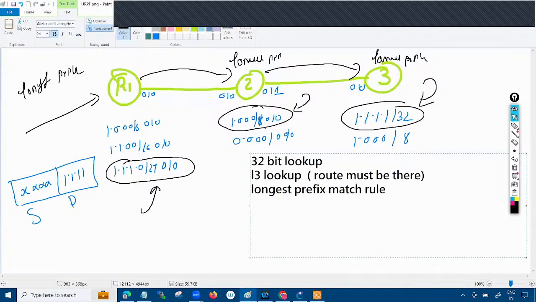The fourth issue: whenever the router receives a huge number of packets, it will perform the longest prefix match rule every time, because it comes to the /32 and /30 and so on, and your performance will be degraded. These are the major issues.